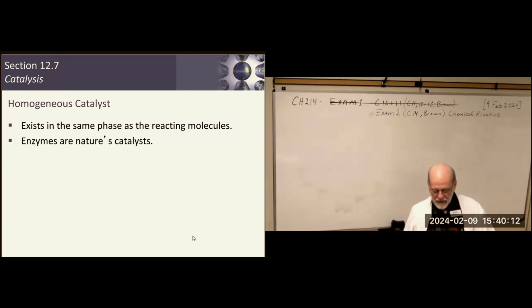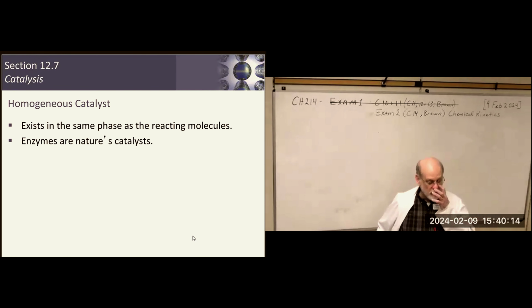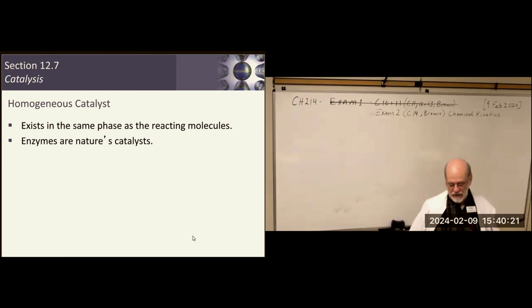Homogeneous catalysts. Those are the ones where the reactants and the catalyst are in the same phase. And so in the next slide, I've got a video, and we're going to take hydrogen peroxide and decompose it with a solution of potassium iodide. So those are both in the same phase.